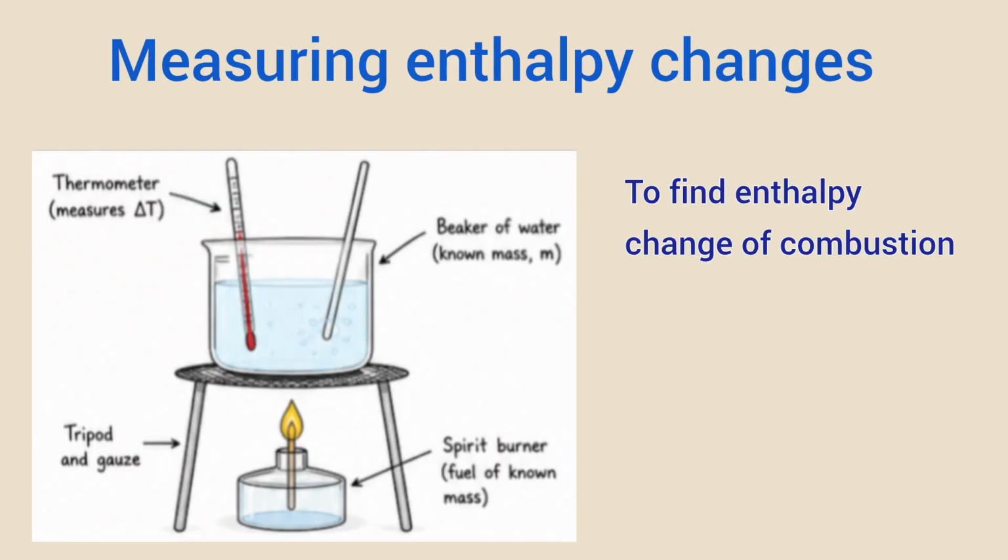The other experimental technique is used to calculate enthalpy of combustion. A spirit burner, which is a burner containing a fuel, a flammable substance, usually an alcohol, of known mass, is used to heat a known mass of water. The water can be in a beaker, as shown here, or in a copper calorimeter, or in a test tube held in place by a clamp and stand. The temperature change, delta T, and initial and final mass of the spirit burner are recorded.